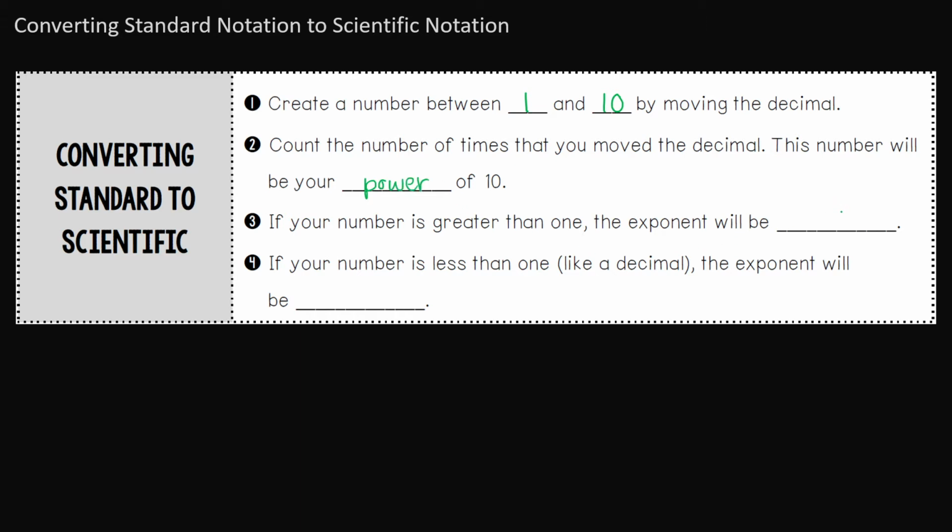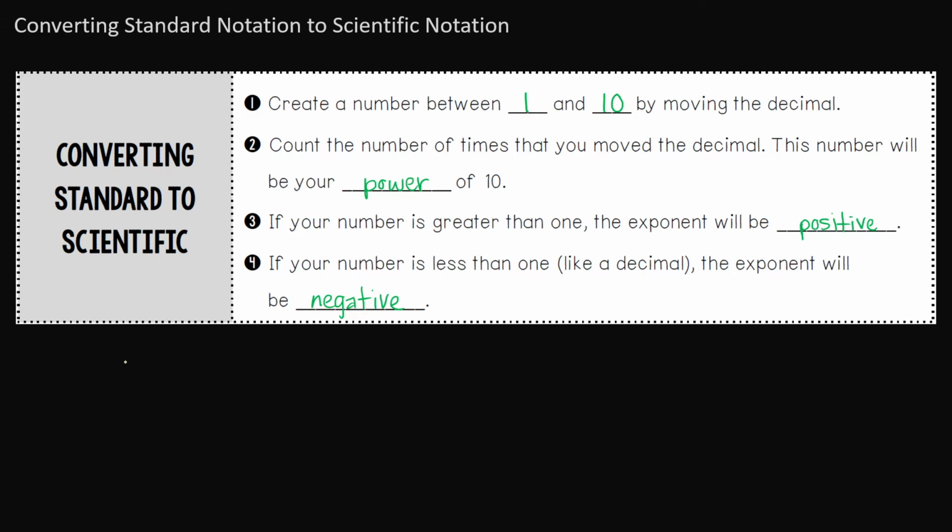If your number is greater than 1, the exponent will be positive. So this is how we represent very large numbers, is with a positive exponent. If your number is less than 1, like a decimal, the exponent will be negative. That's how we represent very small numbers. Here's an example.